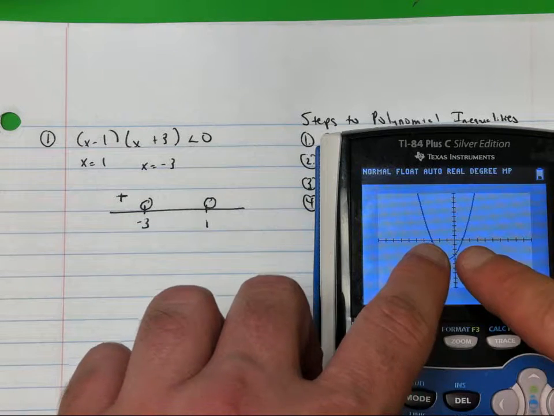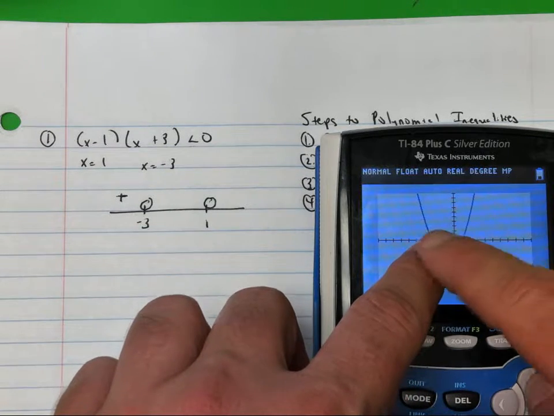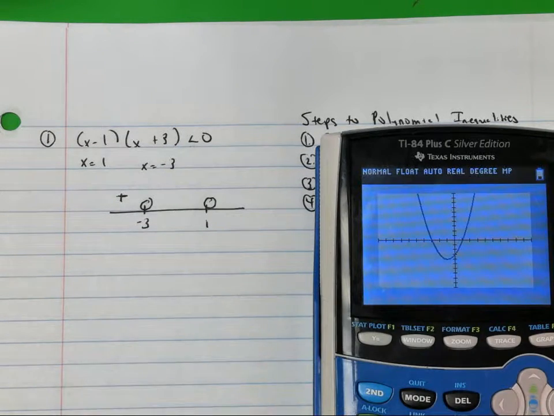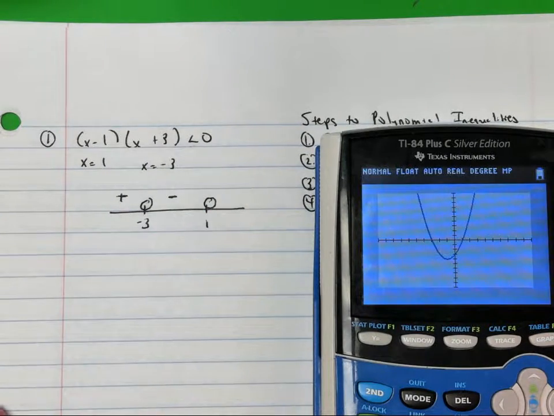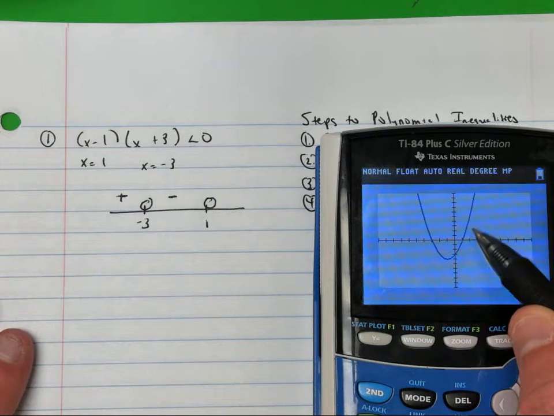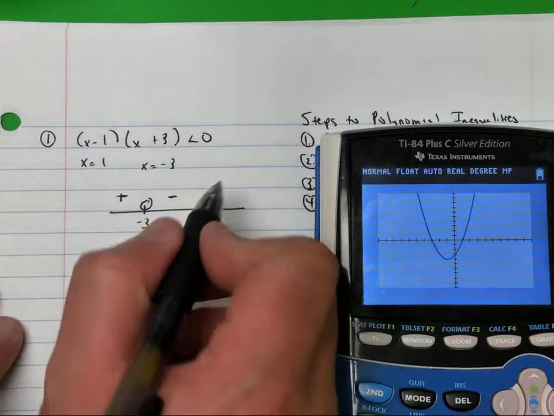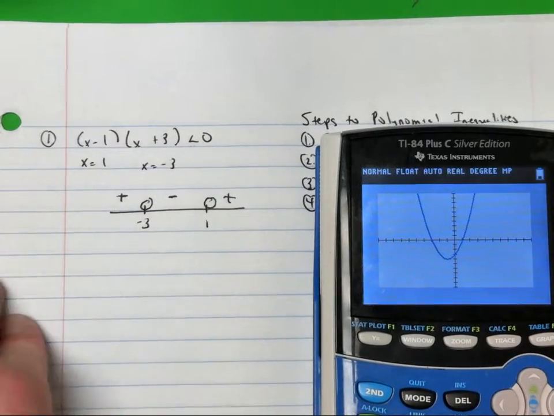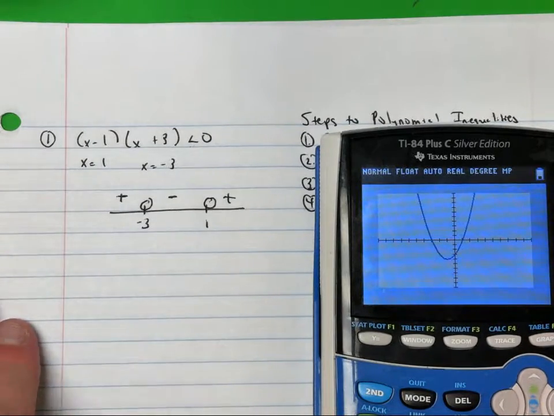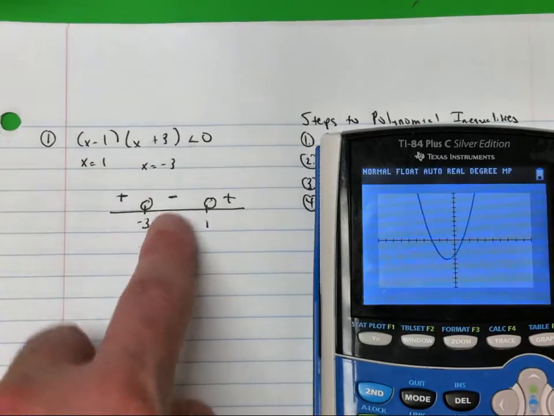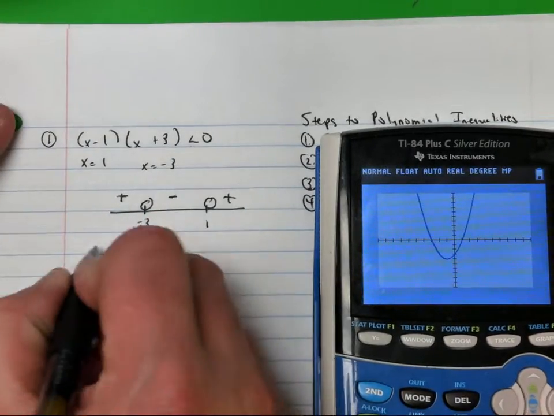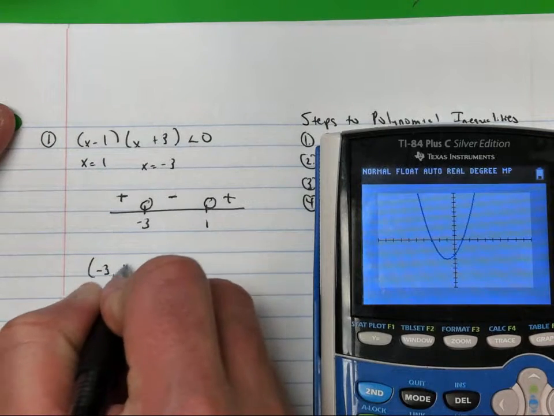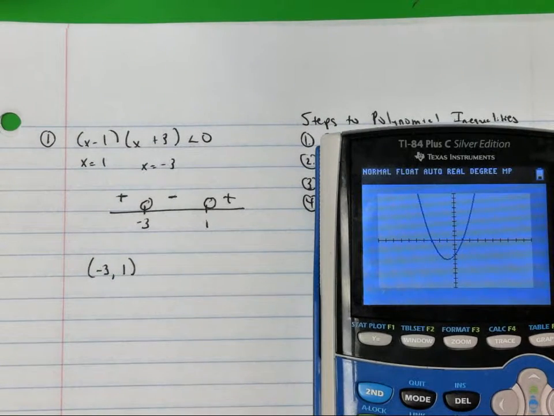Now, from negative 3 to 1, the line goes below the x-axis. That means the y values are negative. And then from 1 on, the function comes above the x-axis. The y values are positive again. Now, for this particular problem, we want it less than 0. So we're going with this region right here because this is negative. So my answer in interval notation will be negative 3 to 1.